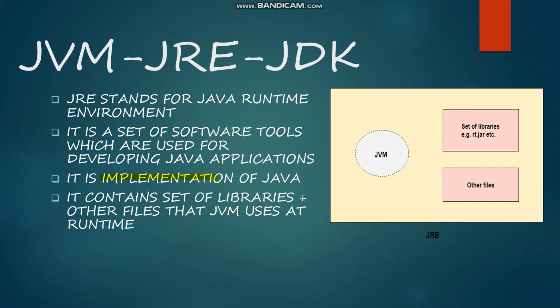Remember the keyword implementation. As for JVM, it is a specification, whereas JRE is an implementation of Java. Without JRE, you cannot implement any Java program, because to implement a Java program, you will need libraries like packages, classes, some inbuilt functions. So without JRE you cannot implement a Java program. So that's why JRE is known as the implementation of Java. As I've already told, it contains a set of libraries and other files that are used by the JVM at the time of run.